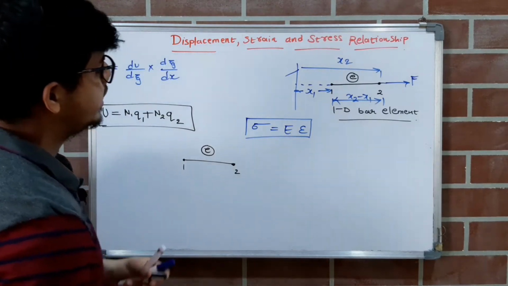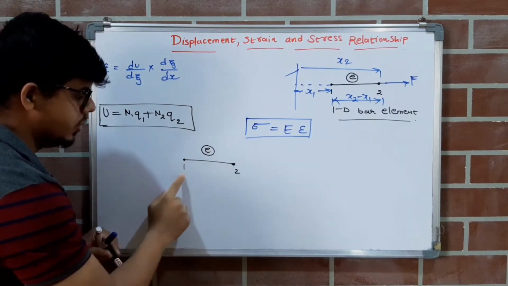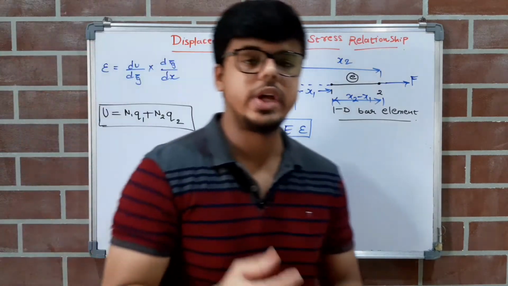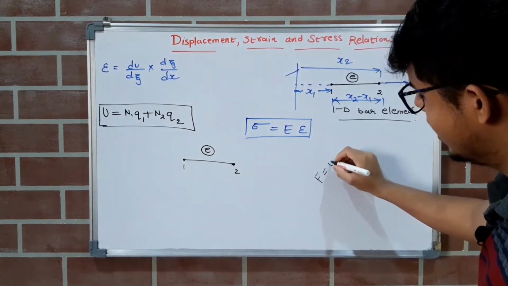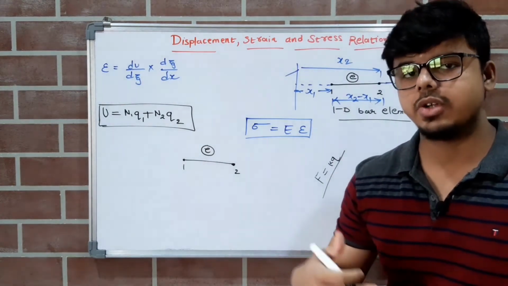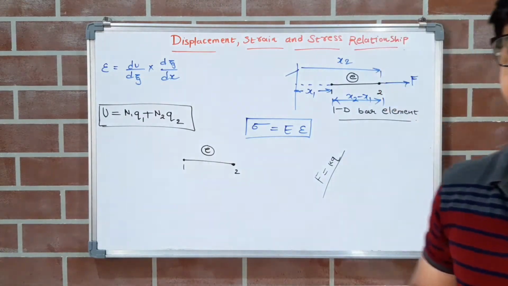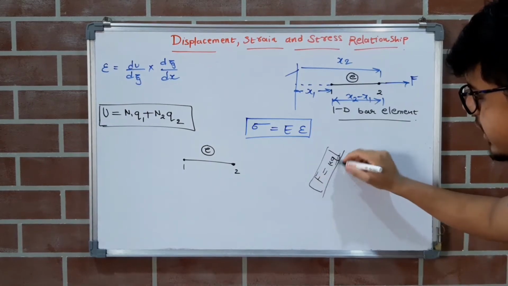Now to find the displacement at these nodes, node 1 and node 2, is very easy, and we have the formula F equals kq, and using this formula we can find the displacement at the nodes. That video is already uploaded in my playlist, problems on 1D bar element. In that you can find that we can easily find the displacement of these nodes.